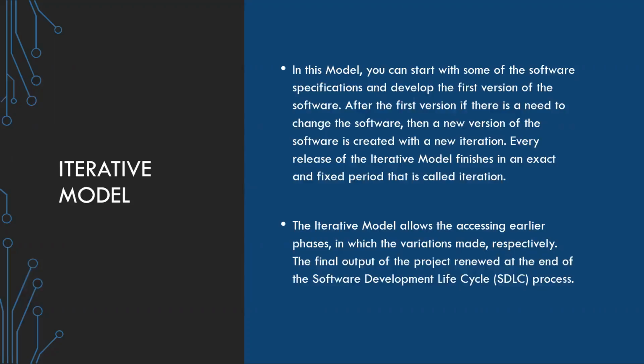The iterative model allows accessing earlier phases, in which the variations are made respectively, and the final output of the project is reviewed at the end of the software development lifecycle. If we are constructing any building, generally we start with the foundation, then some civil work is done. But we have some set of prototype with us, that is nothing but the blueprint. But that blueprint can be projected at the end of the delivery.